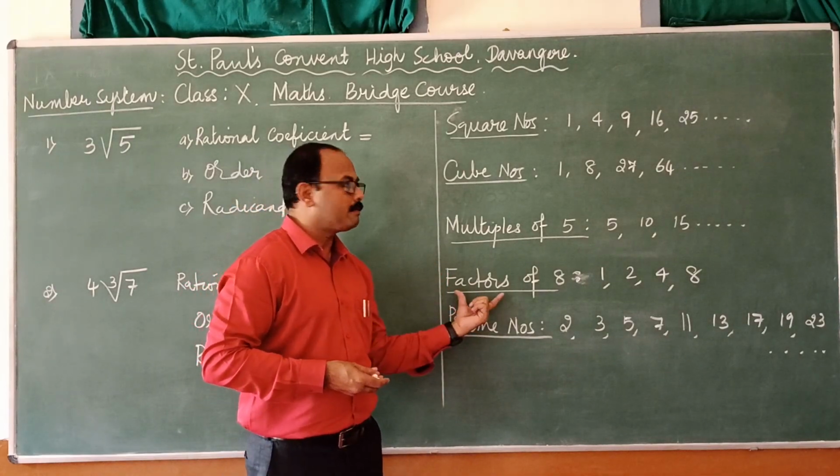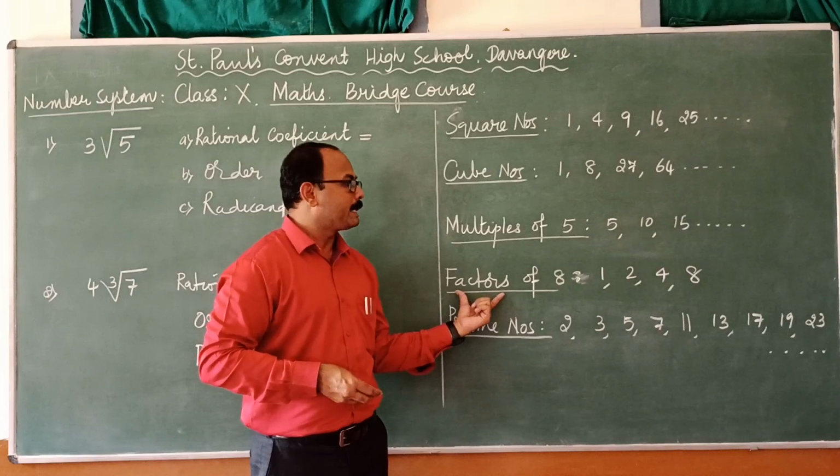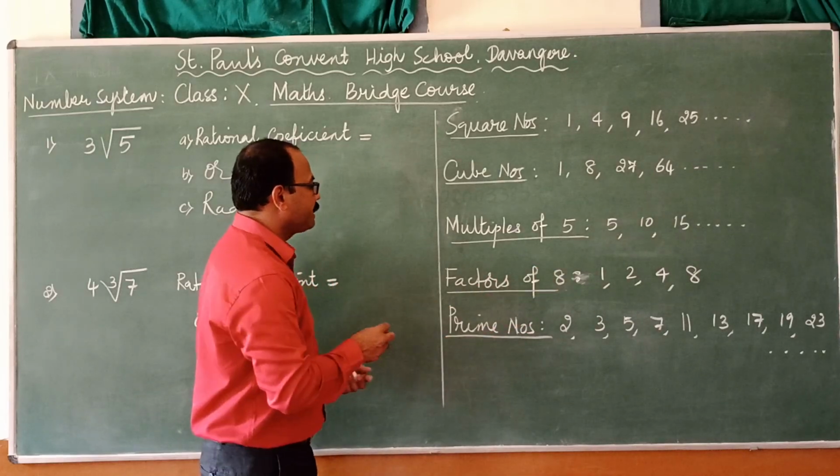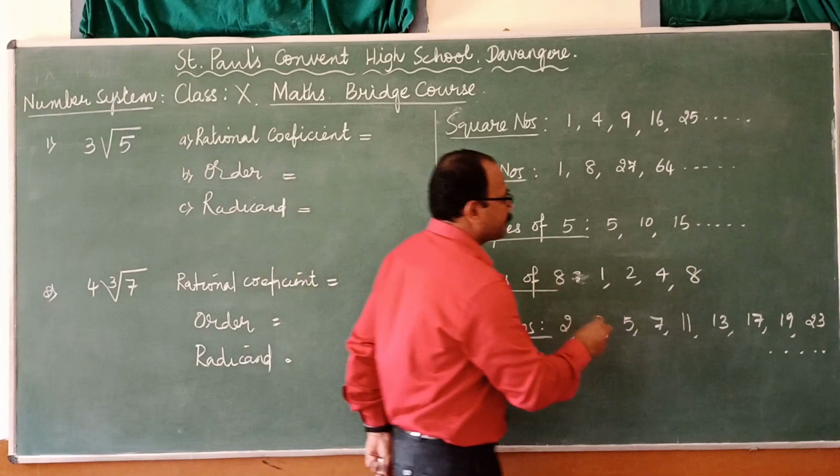Then another important term that you must know is factor. How do we define a factor, children? For example, I have taken 8 here, children. 8.